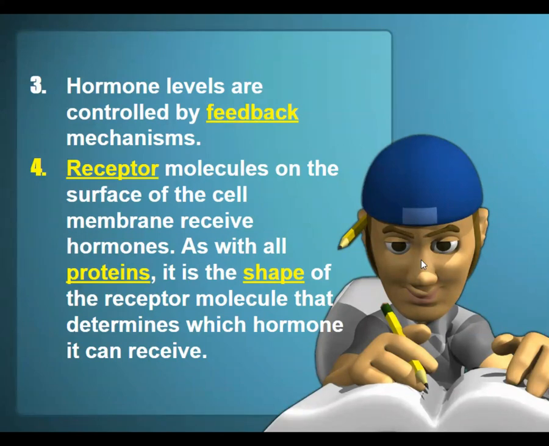Receptor molecules on the surface of a cell membrane will receive hormones. And as with all proteins, it's the shape of the receptor molecule that determines which hormone it can receive.